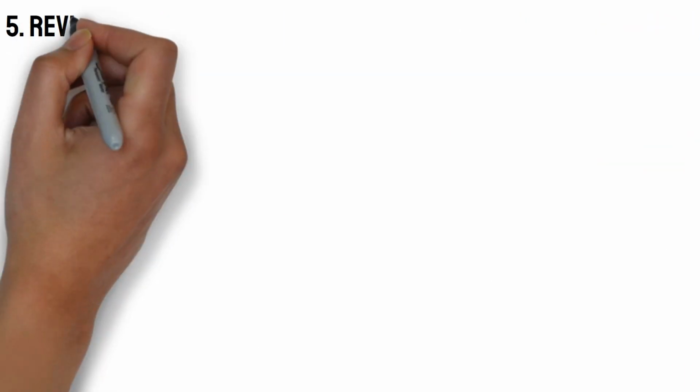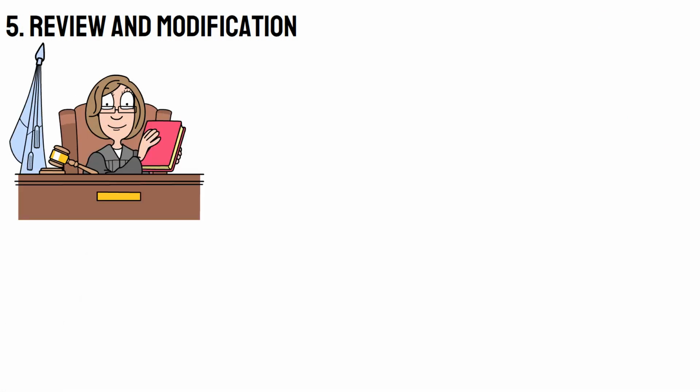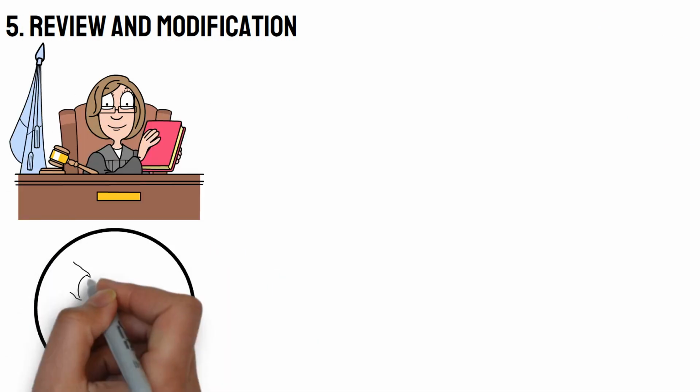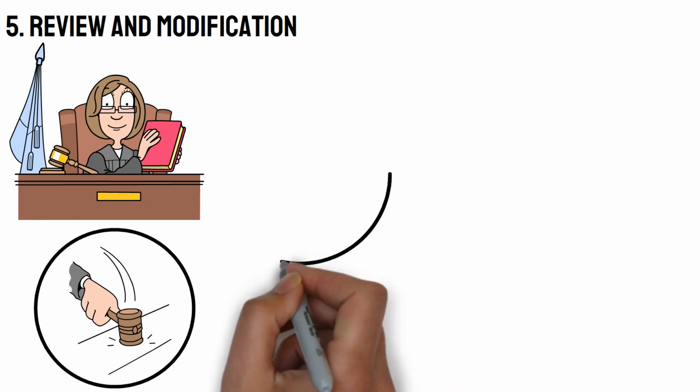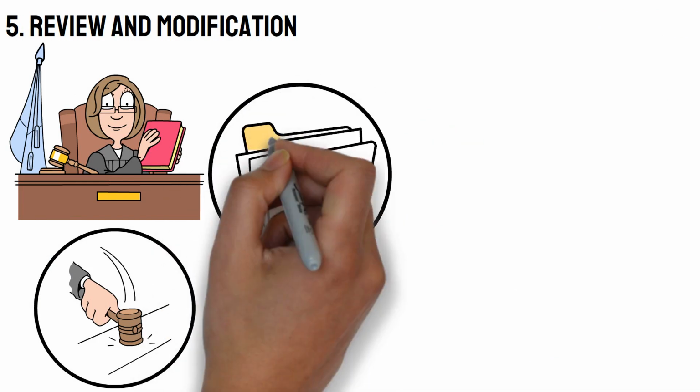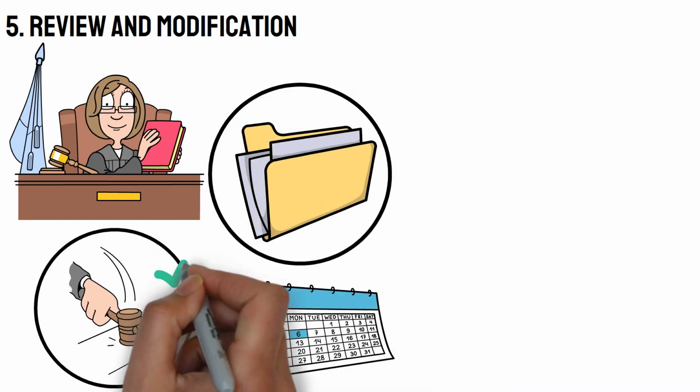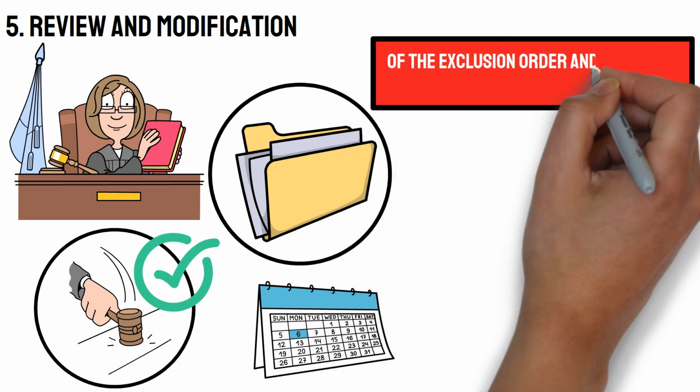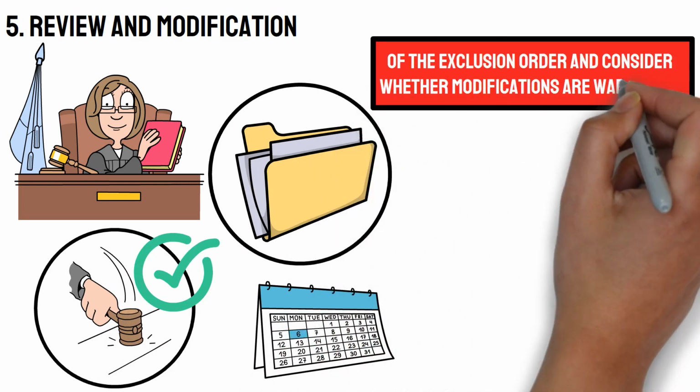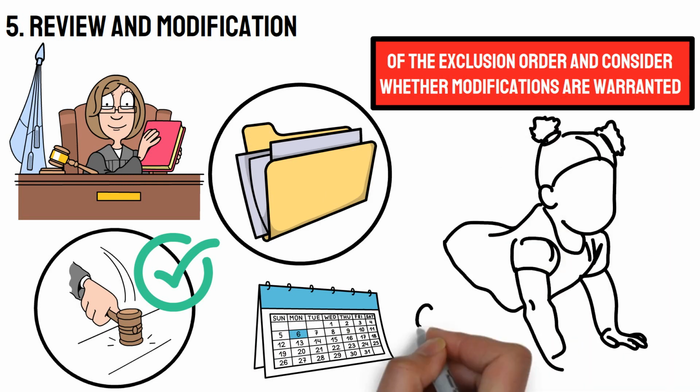5. Review and modification. Exclusion orders are subject to review by the court, and parties affected by the order may request modifications based on changed circumstances or new evidence. The court may schedule hearings to review the necessity of the exclusion order and consider whether modifications are warranted to better serve the child's interests.